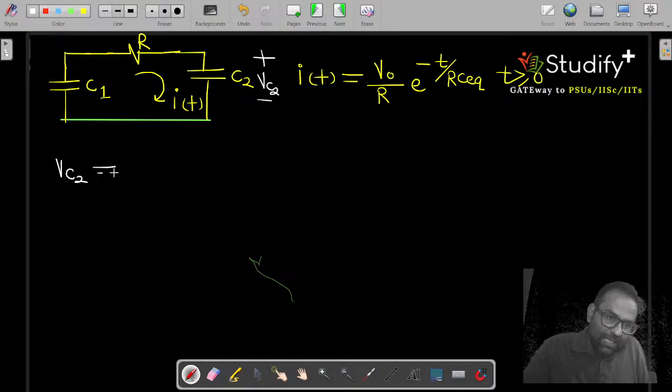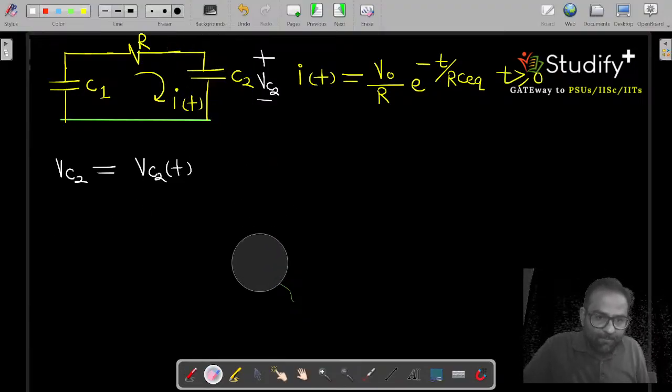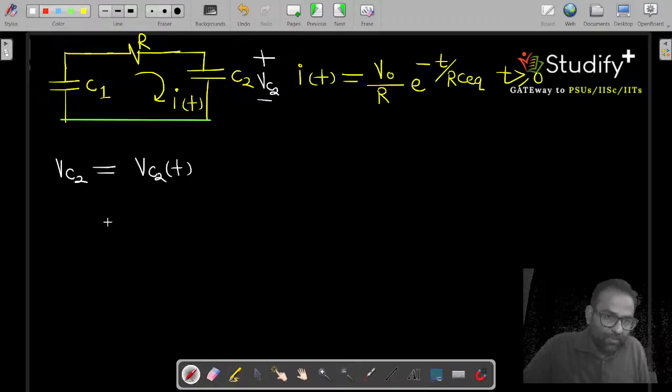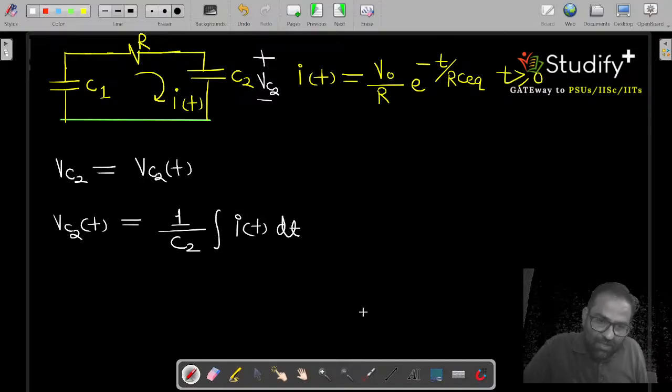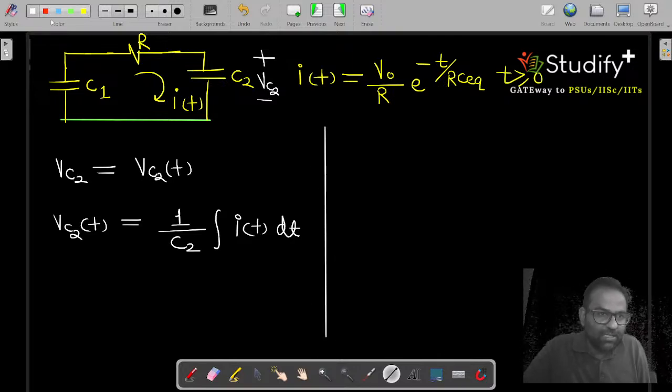VC2, or let's say I am interested in VC2 as a function of time. So do you know how to calculate the VC2? The VC2 is given by 1 by C integration of IT dt. And when I integrate this, how will the integration look?